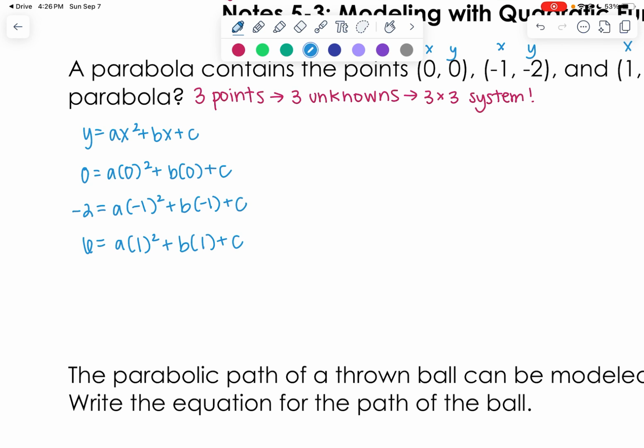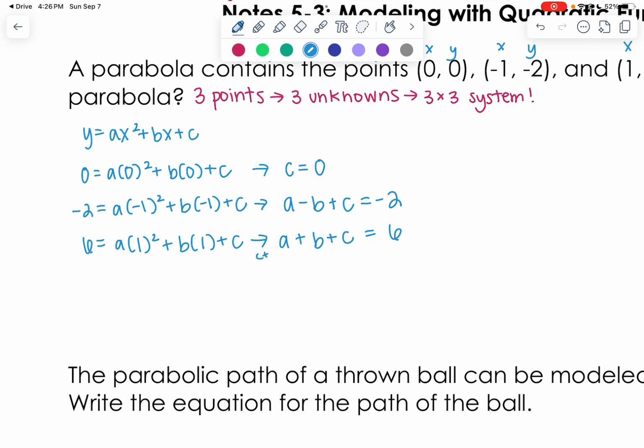And now I'm going to kind of clean this up. So distribute, do whatever you need to do. So right here, a times 0 squared would be 0, plus b times 0 would be 0. So I'm left with c equals 0. Okay, so that's kind of nice. I already know that. Right here, a times negative 1 squared. Remember that negative 1 squared is just 1, positive. So that'd be a. b times negative 1 would be a minus b plus c equals negative 2. And then for that last one, 1 squared would just be 1, so I have a plus b plus c equals 6.